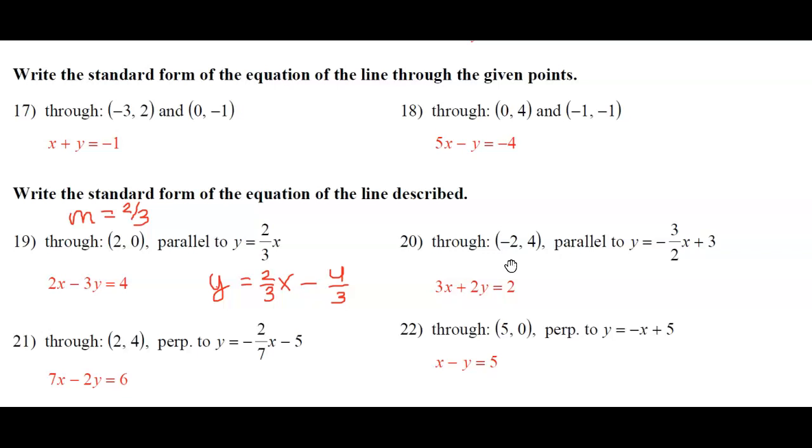And number 20, same thing, they're parallel. So I know right away my slope has to be negative 3/2 x. And then in this case, my y-intercept was 1.